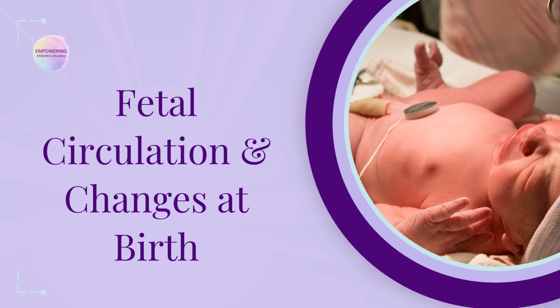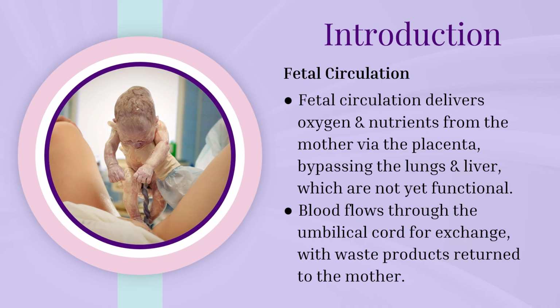Fetal circulation and changes at birth. As an introduction, fetal circulation delivers oxygen and nutrients from the mother to the baby through the placenta, bypassing the lungs and liver, which are not quite functional yet. Blood flows through the umbilical cord for exchange, with waste products being returned back to the mother.